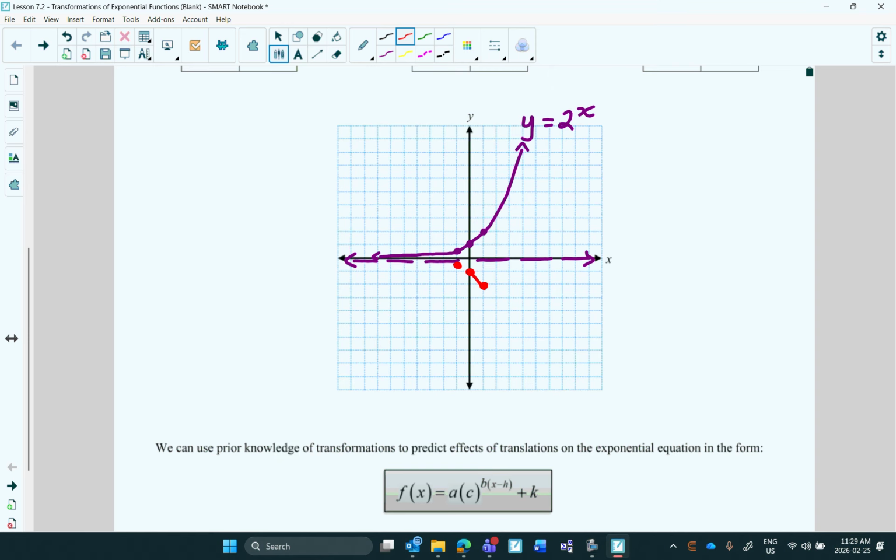So the asymptote is still the same thing. This time it's going underneath the x-axis and approaching it. So that's y equals -2 to the x without a table of values.